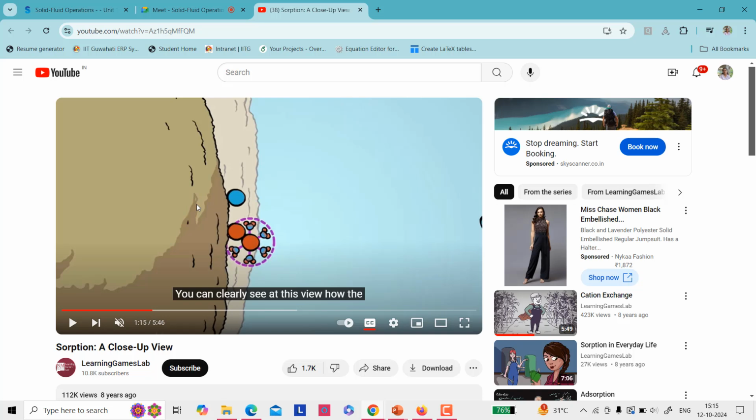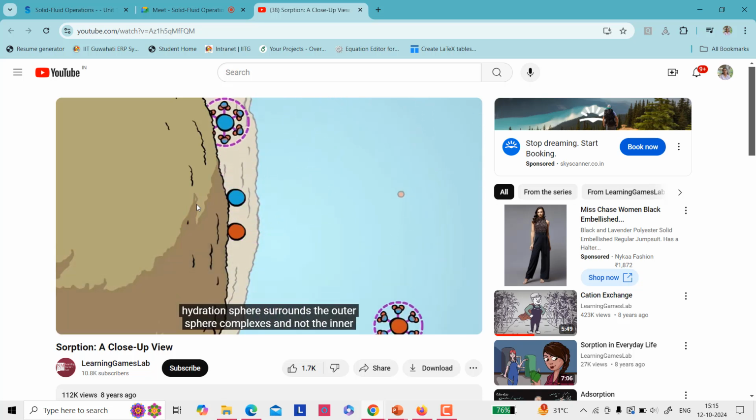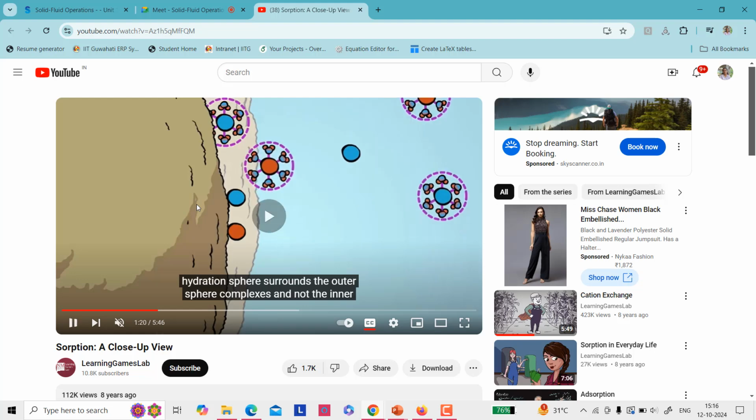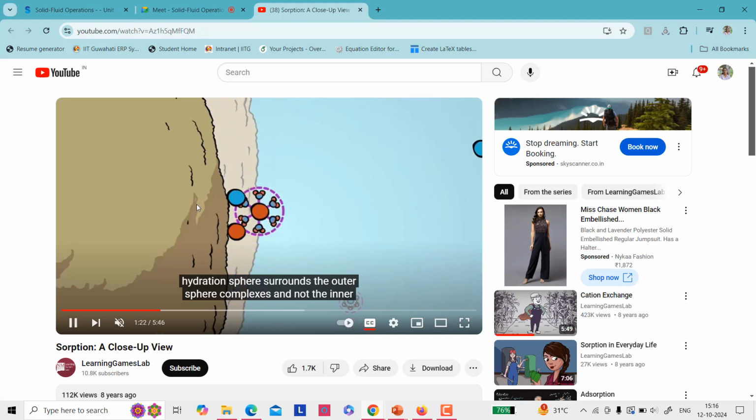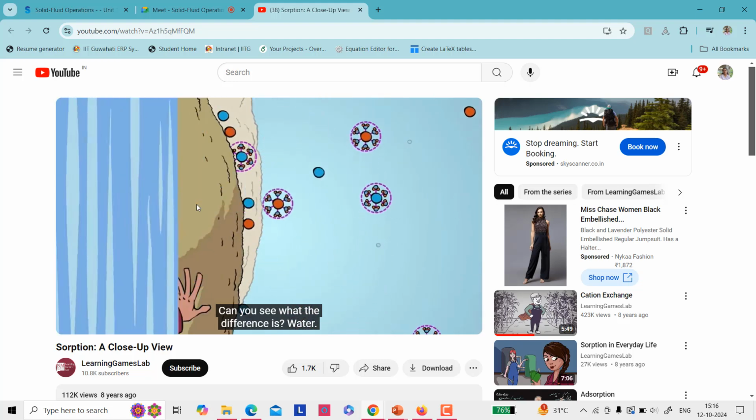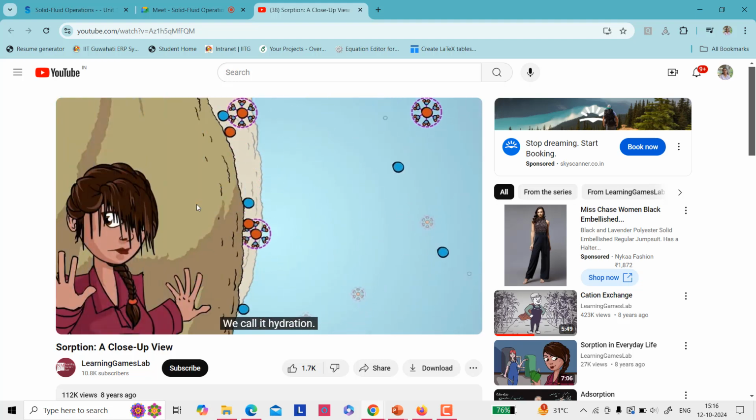You can see that all the molecules are not getting attached tightly. Some are getting easily detached also. You can clearly see in this view how the hydration spheres surround the outer sphere complexes and not the inner one, right? We call it hydration.